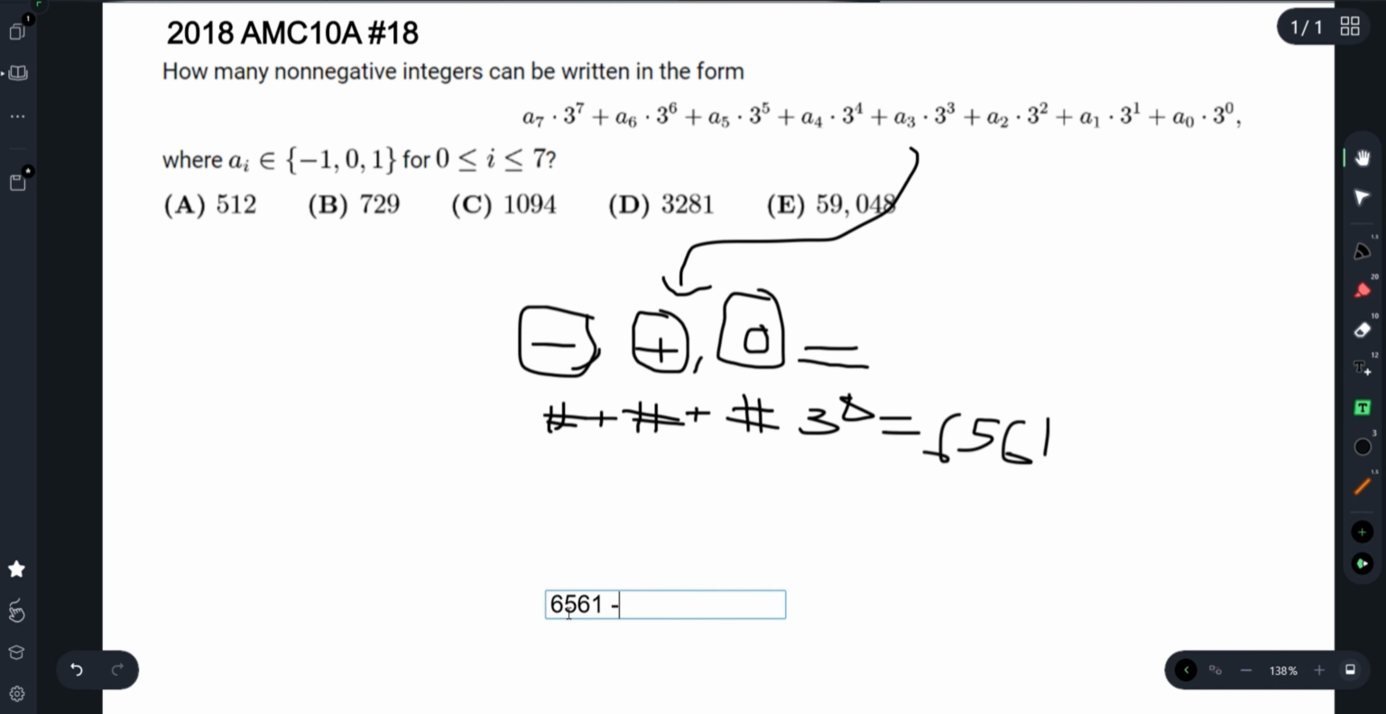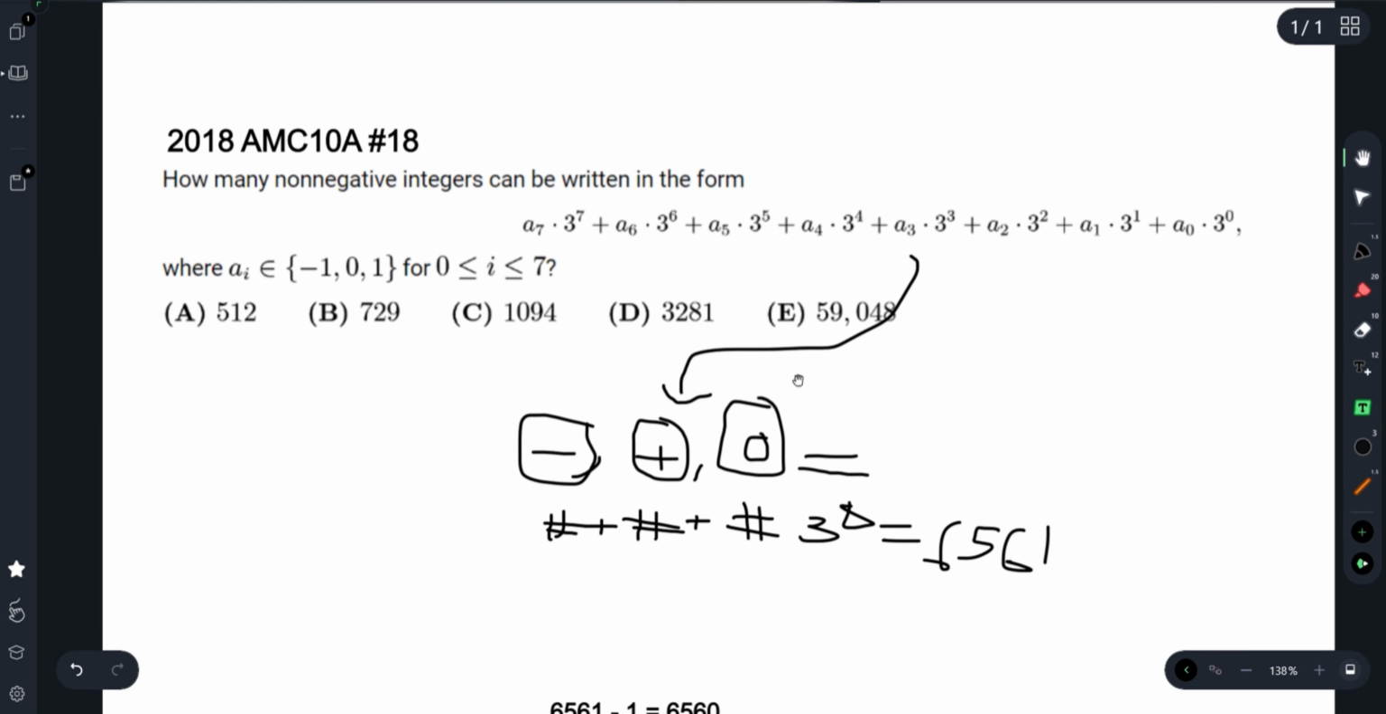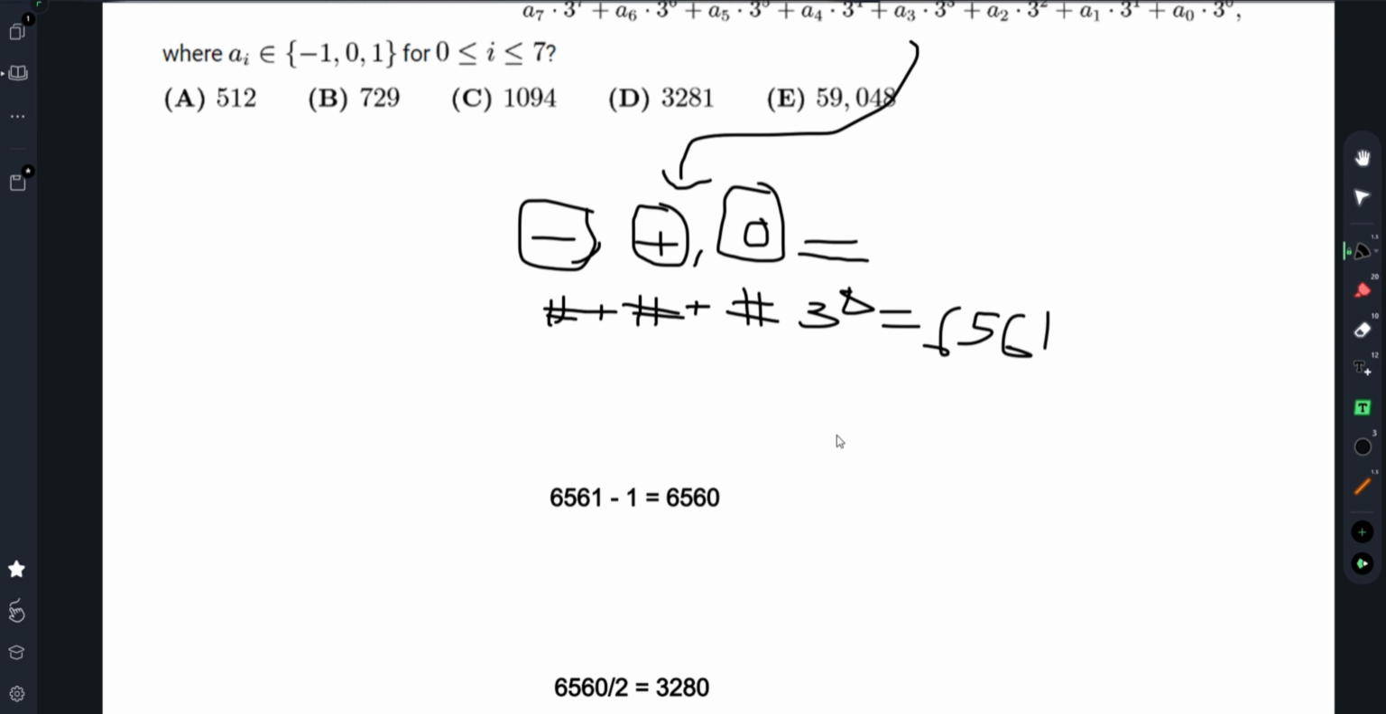So that means that we can just do 6561 minus 1, which is 6560. And since there's a positive and a negative, we can do 6560 divided by 2, which is 3280. That's not the answer, because how many non-negative integers? Non-negative. So there's 3280 positive integers, and there's also 0, because 0 is also non-negative, so there's also 1. So our answer is 3281, D.